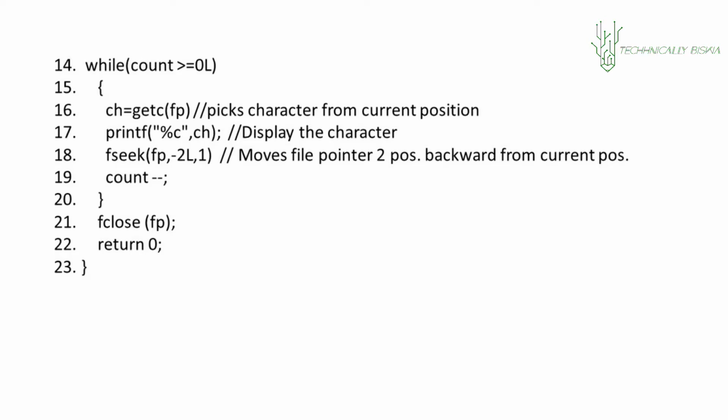While count greater than or equal to 0L, that's a loop. What is the value of count at this moment? 5L. So now this loop will go on. Okay. Clear? Now we have to go back and forth. We have to go back to the board, come back to the program. Look at line number 16 before I go to the board to explain it to you. ch equal to getc fp. Okay. Let's be on the board.